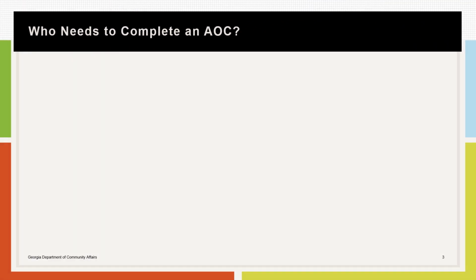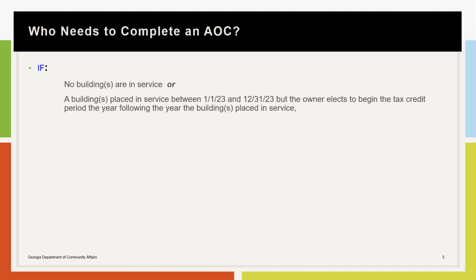So first you need to identify if your project is required to complete an AOC, or if an AOC is required for your project. If your project has no buildings that have placed in service, or if you have a building that has placed in service between January 1st, 2023 and December 31st, 2023, but the owner has elected to begin the tax credit period the year following the year the building placed in service, then you do not need to complete an AOC form for that project.